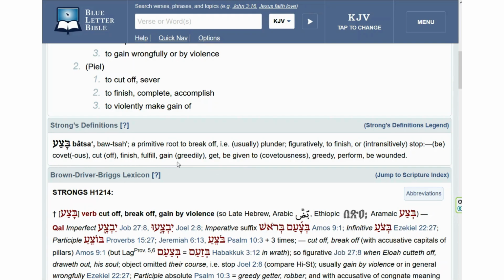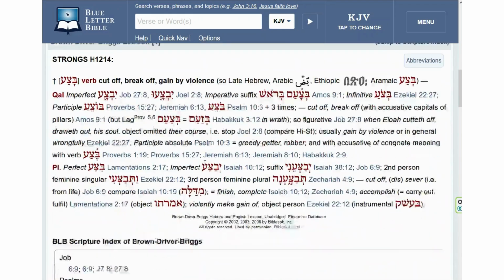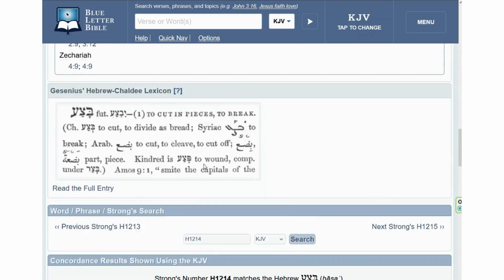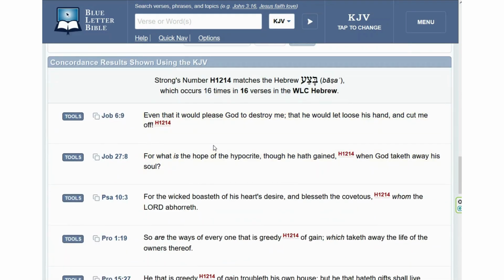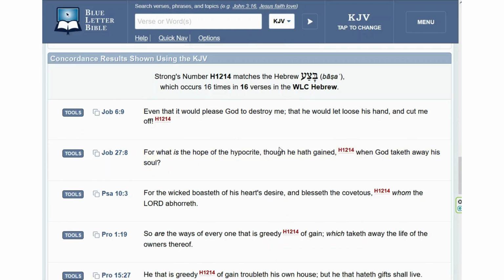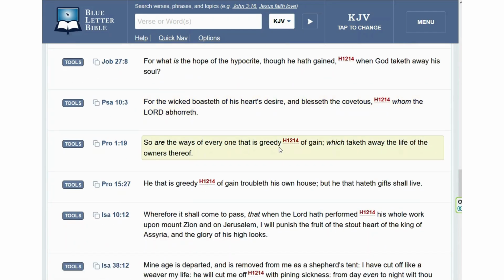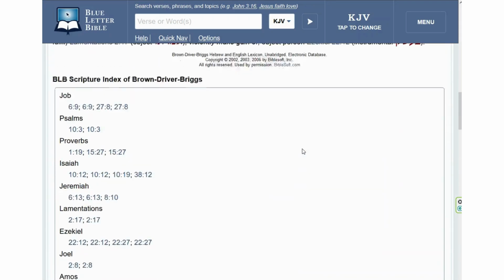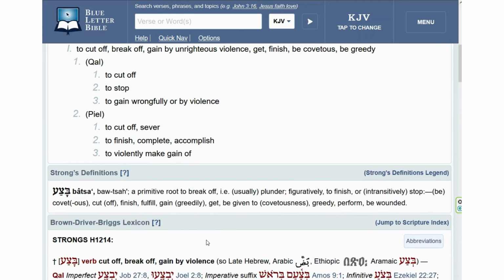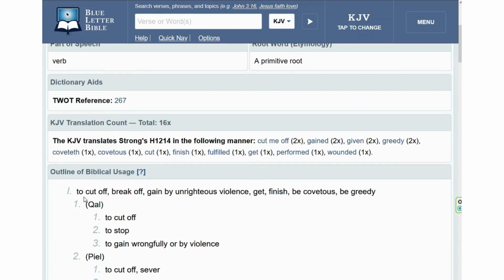Covetous, cut off, gain greedily. And when you look down in the verses for its use, it's amazing that in this one verse in Zechariah it was said finish. So my point is that you need to look at the various resources that you have here, but a lot of times just because they give you a definition here, sometimes they're going to translate it a way that does not match the very definition that they're giving you. That was my point.